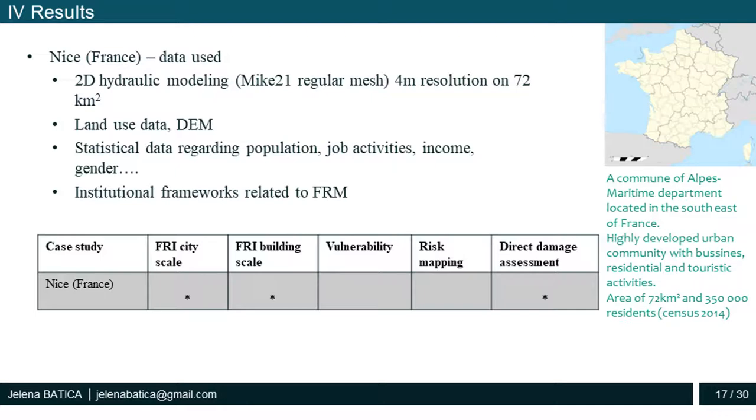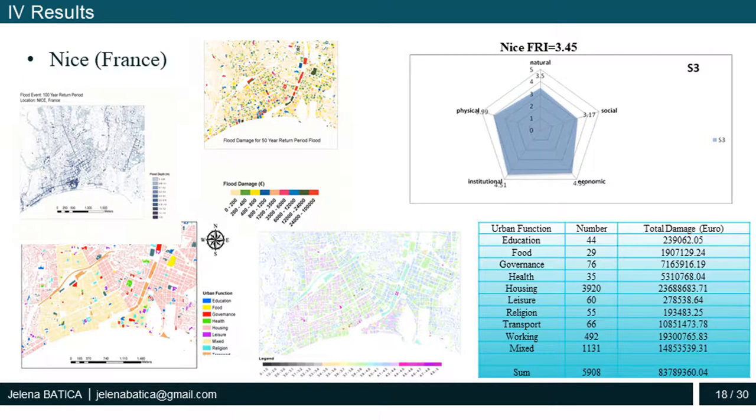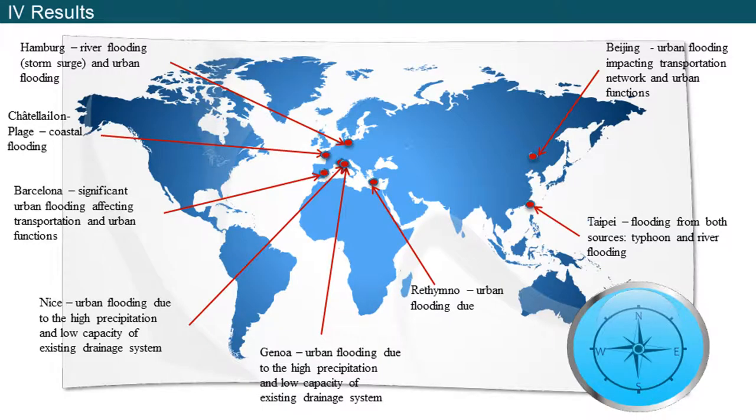I need to speed up. The data used is 2D hydraulic modeling, MIC21, land use data, statistical data regarding population, institutional frameworks related to flood risk management. And the results are as follows. So we have the flood map, 2D. We have the land use functions and services decomposed. We have the flood damage calculated for each building, and we have the flood resilience index. Again, we have the table with the estimation of the total damages for each building. And the flood resilience index for Nice is 3.45. Very good.